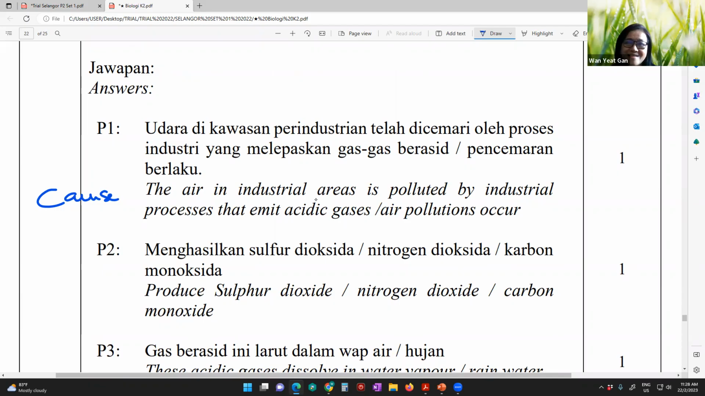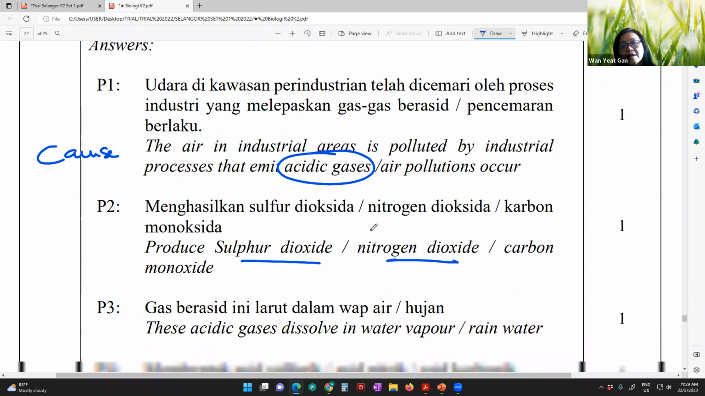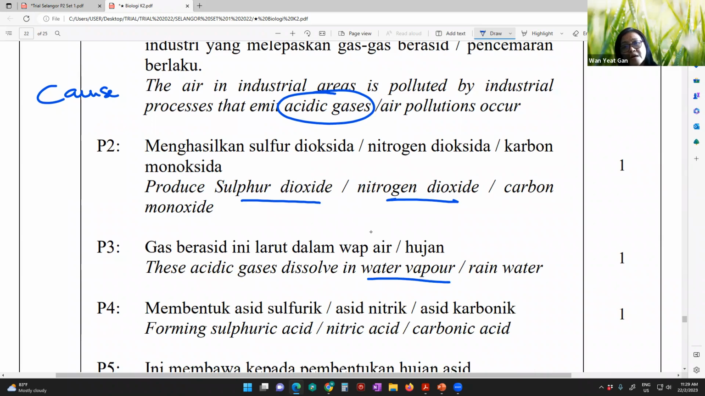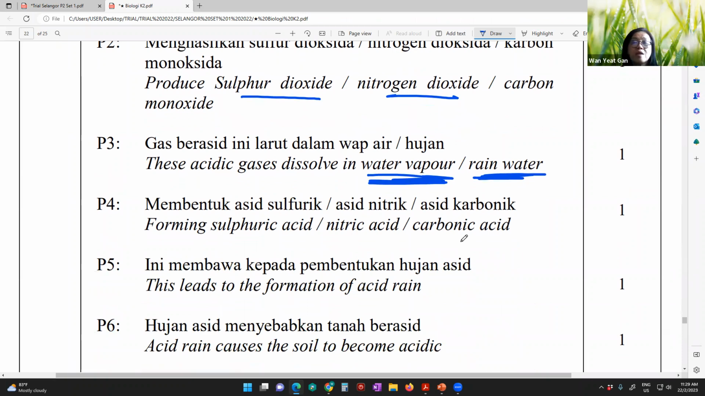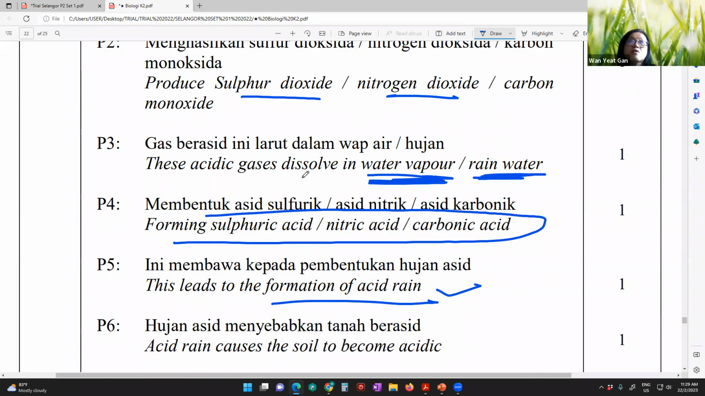Now, usually it is the emission of acidic gases. Acidic gases such as sulfur dioxide and nitrogen dioxide can dissolve in water vapor, or in your rainwater, to form acidic solutions like sulfuric acid, nitric acid, and carbonic acid. So when they dissolve in rainwater, they form acid rain. Okay, now I'll go back to the question.